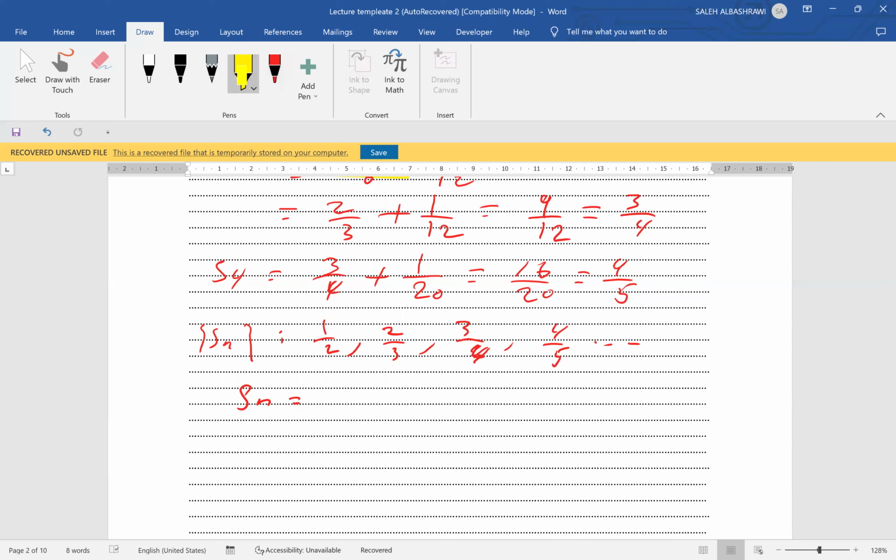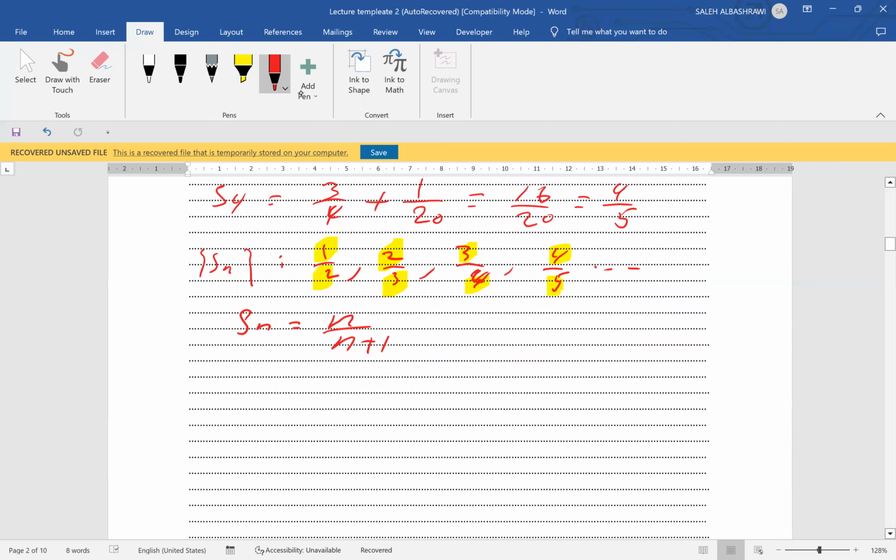The first term is 1 over 2, 2 over 3, 3 over 4, 4 over 5. So Sn will be n divided by n plus 1. This is the general term for this sequence. It is Sn equal to n divided by n plus 1.